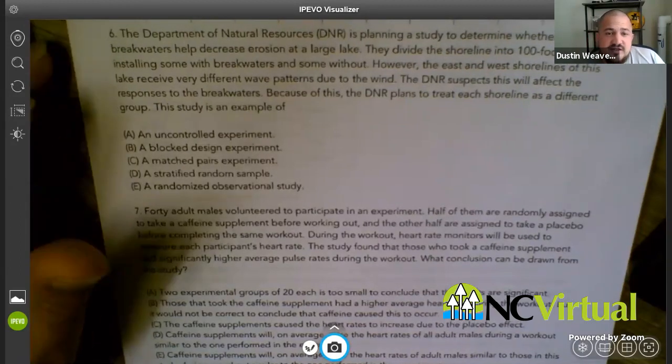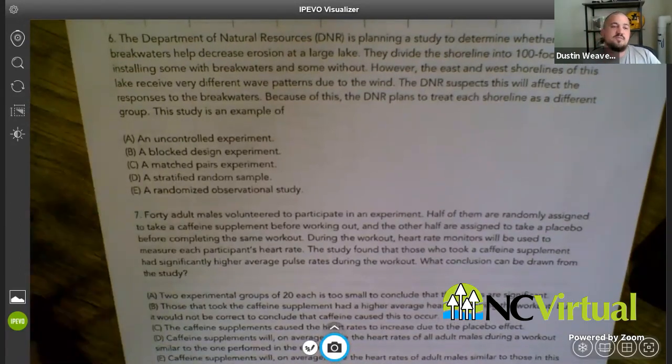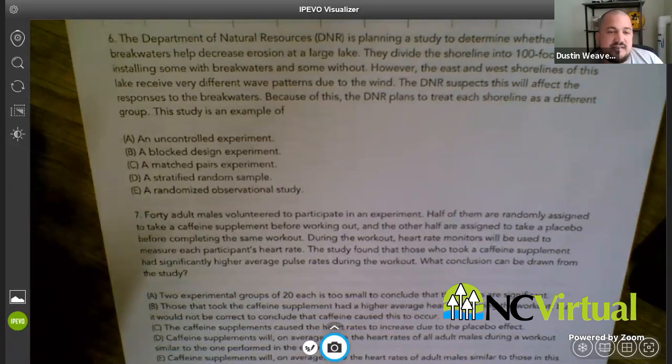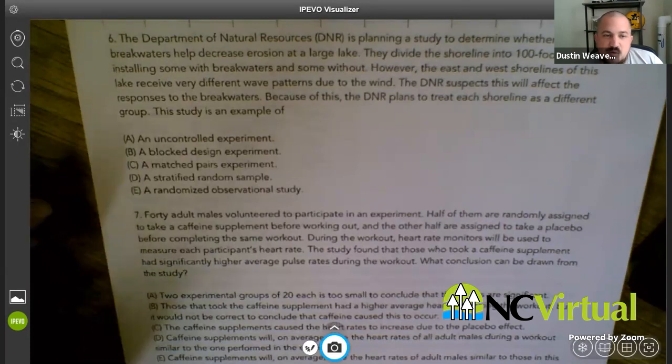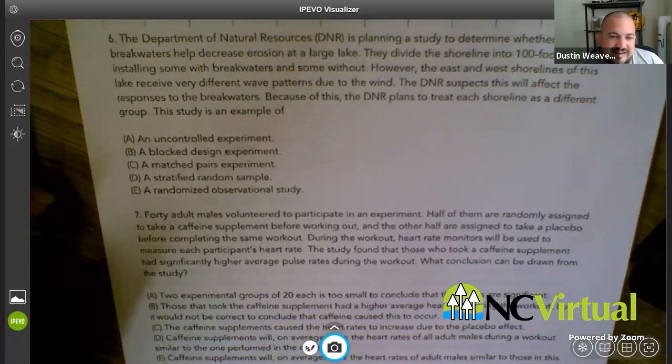The Department of Natural Resources is planning a study to determine whether breakwaters help decrease erosion at a large lake. They divide the shoreline into 100-foot plots, installing some with breakwaters and some without. However, the east and west shorelines of the lake receive very different wave patterns due to the wind. The DNR, which is the Department of Natural Resources, suspects this will affect the responses to the breakwaters. Because of this, the Department of Natural Resources plans to treat each shoreline as a different group.